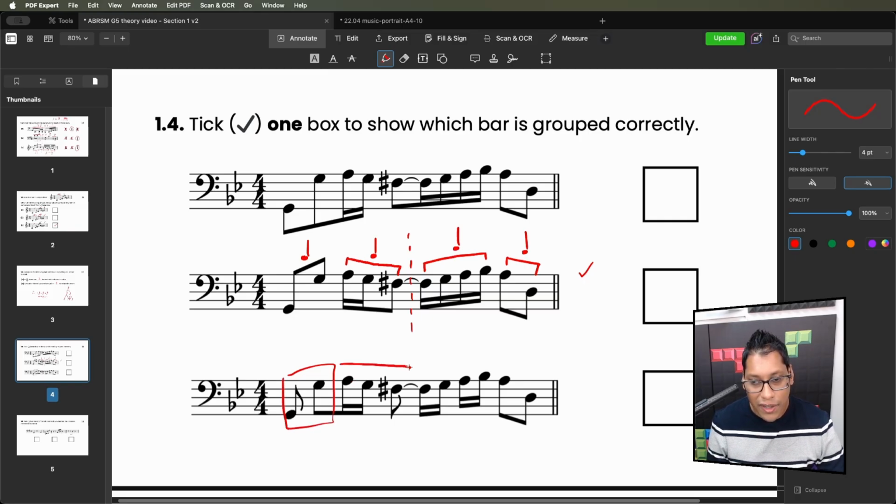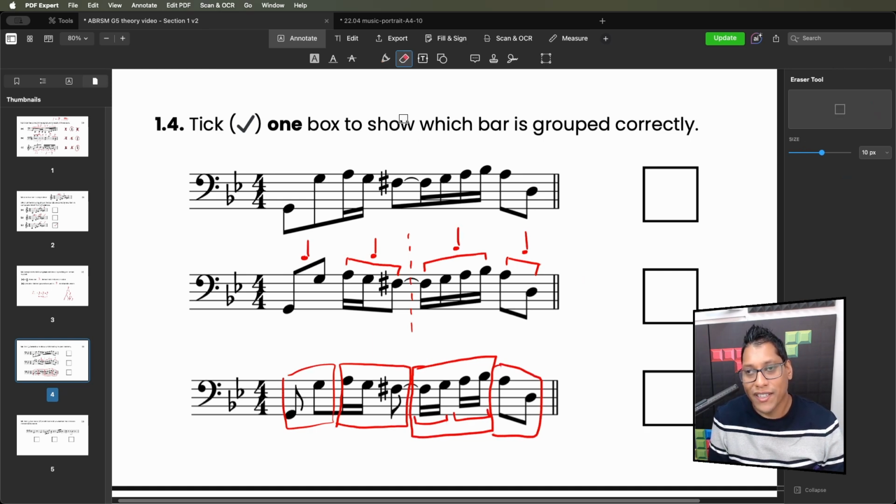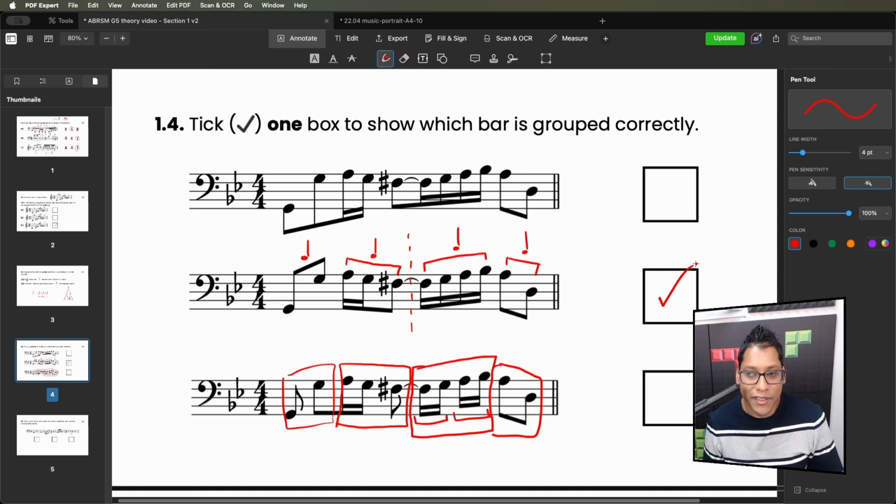The semiquaver and the quaver should have been beamed together in their own group. Here we have an issue as well because we have 2 semiquavers beamed together, but remember what we said about semiquavers. We need 4 of them to equal a crotchet, and we need all 4 of these to be beamed in one group. And then here we have the 2 quavers, which is fine. We have now verified that the middle option is our correct answer.